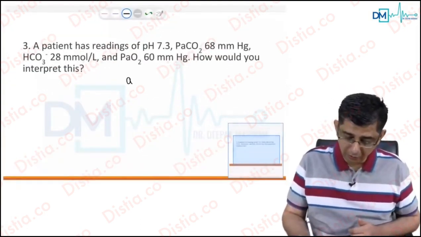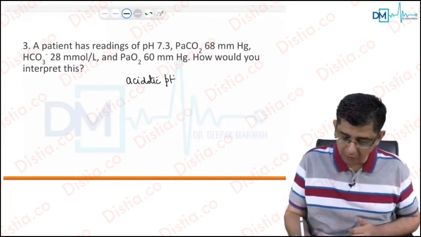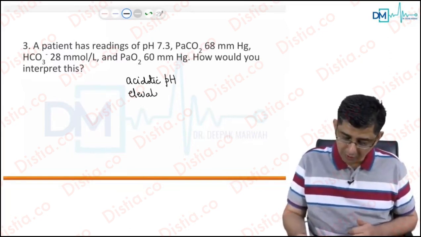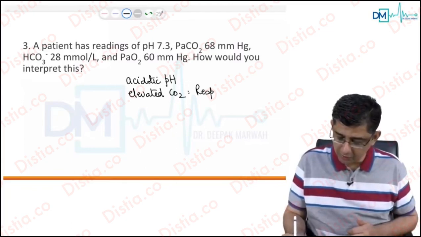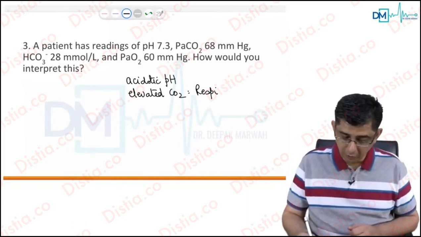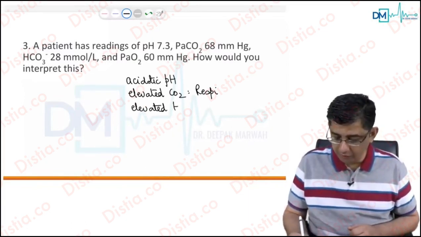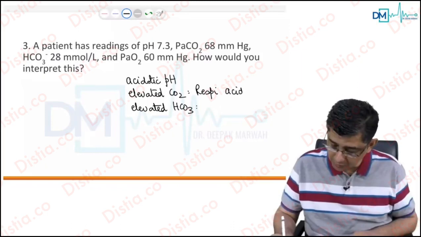You can see the fact that whenever you read the question, you should immediately think pH is 7.3, acidotic pH. PCO2 is 68, so it is an elevated carbon dioxide, which immediately tells you there is a respiratory etiology behind the problem in the patient. Then look at the value of bicarbonate. Normal is 22 to 26, and in this case, the bicarbonate is elevated, so that is helping to neutralize the respiratory acidosis in the patient.